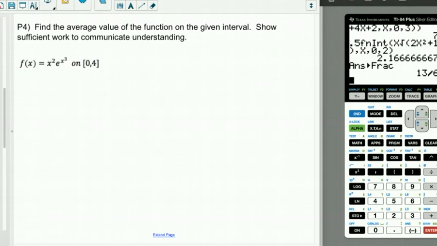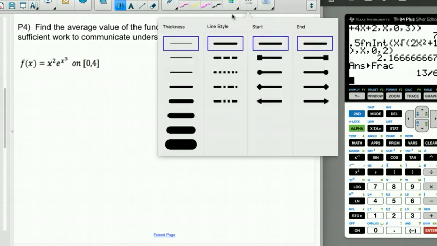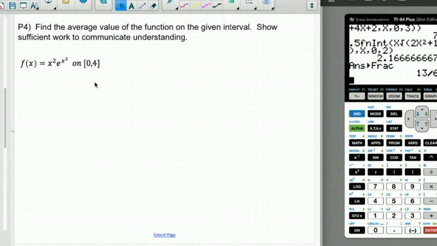All right, so P4 is basically the same as E4. Go ahead and give it a try. Pause me if you want to do it without me. All right, so again, we want to find the average value of the function, right? So my average value is going to be 1 over that 4 minus 0, and then we want to integrate from 0 to 4 of my function. So this is definitely U sub.